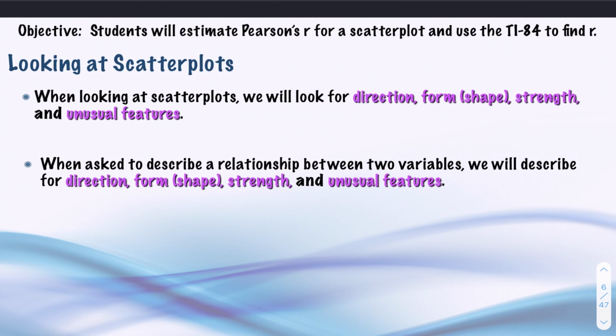So when looking at scatter plots, we will look for the direction, the form, which is we're hoping for a line. That's what we mean by shape. The strength of our relationship, so how well does our data look like a line, and any unusual features. So this is where we would notice outliers or points of leverage. Both mean a thing, and we will talk about those in detail. When asked to describe a relationship between variables, we will describe, again, the direction, the shape, the strength, and any unusual features.